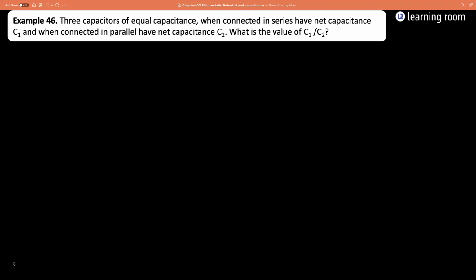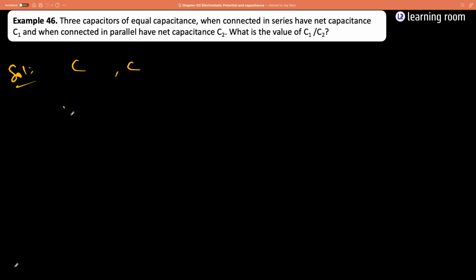Two and three. Solve this. Two capacitors of equal capacitance, when connected in series, have net capacitance C1, and when connected in parallel, have net capacitance C2. What is the value of C1 by C2? It's an MCQ.